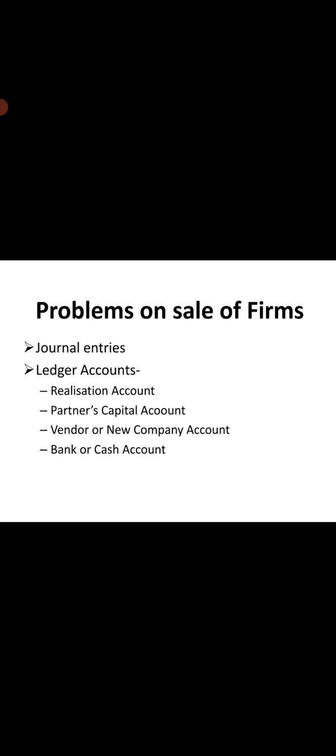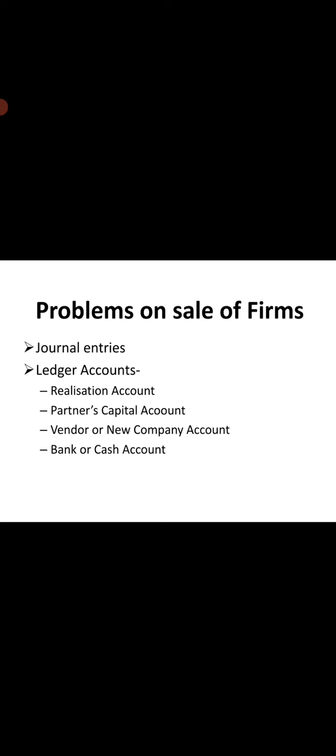Messrs. X and Y are partners sharing profit in the ratio of their capital. Their balance sheet as on 31st March 2020 is as follows. Liabilities: creditors 55,000, reserve fund 7,000, capitals X 75,000, Y 50,000, total 1,25,000. Assets: cash 4,500, debtors 40,000, stock 37,000, plant 85,000, investments 20,500. The total of the balance sheet is 1,87,000.